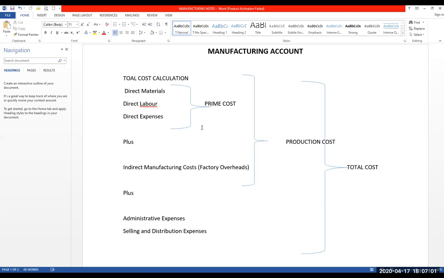Then we're going to add that now to your administrative expenses and your selling and distribution expenses. When you add your production costs to those 2 expenses, you now have your total costs. Let's talk about your administrative expenses, guys. What type of expenses fall under the banner administrative expenses? Both of you, throw out ideas to me. Whether it's wrong or right, it's okay, we will discuss it.